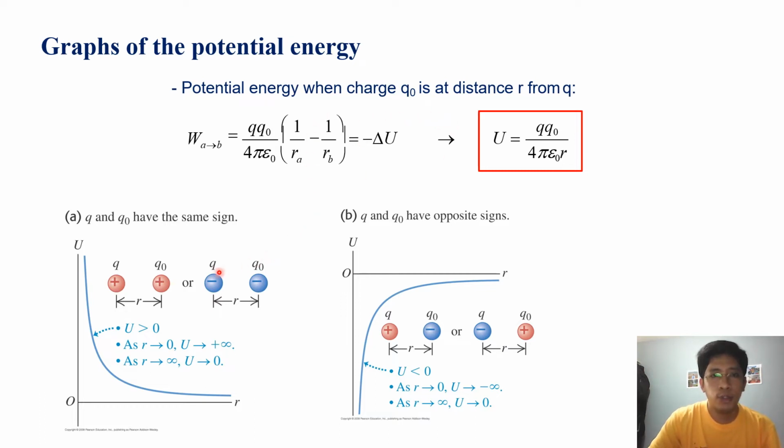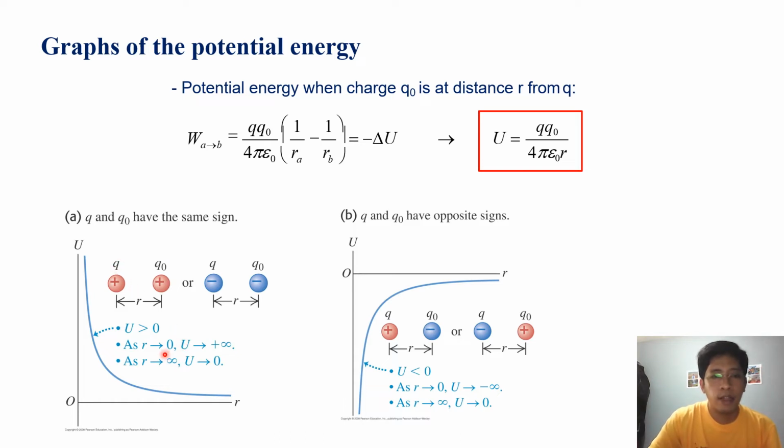If the two charges have the same sign, if Q and Q naught are both positive, or both negative, the potential energy for these 2 point charges is positive. That is, it's greater than zero. You have a positive times a positive, which is positive, and a negative times a negative, which is also positive. So for this case, if they have the same sign, the potential energy is positive.